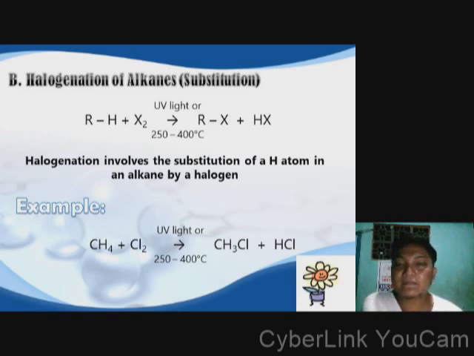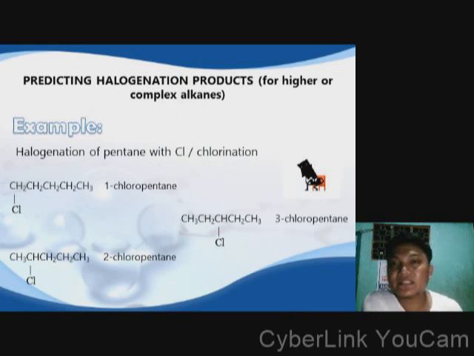Okay, predicting halogenation products for higher or complex alkanes. So, halogenation of pentane with chlorine, that is your chlorination. Of course, in pentane, we can add the chlorine at the first carbon giving 1-chloropentane, or simply chloropentane. It can also be at the 2-chloropentane, and also at the third carbon forming 3-chloropentane.